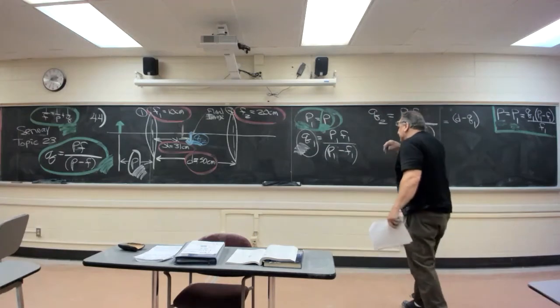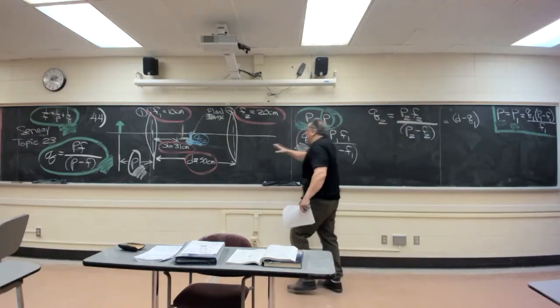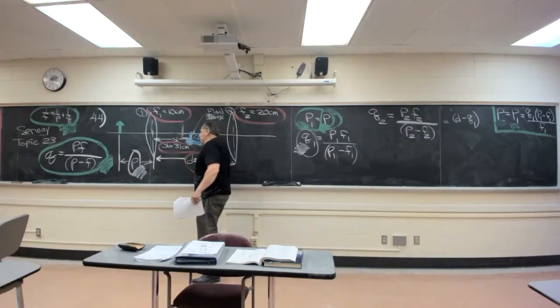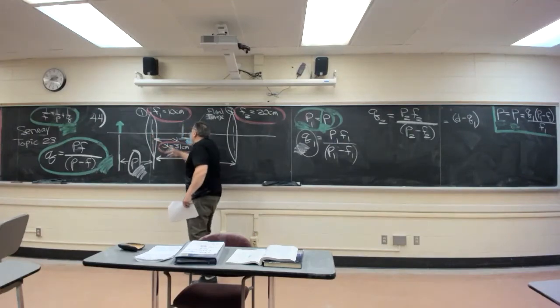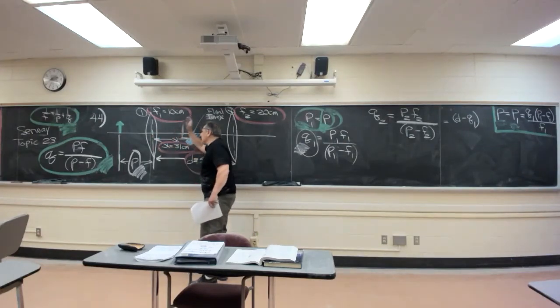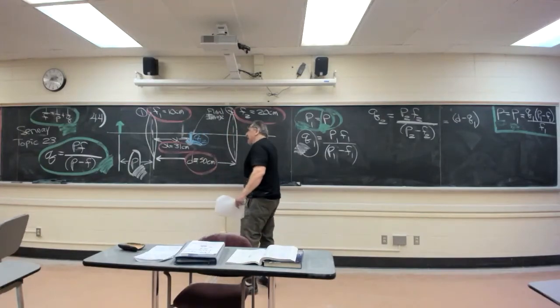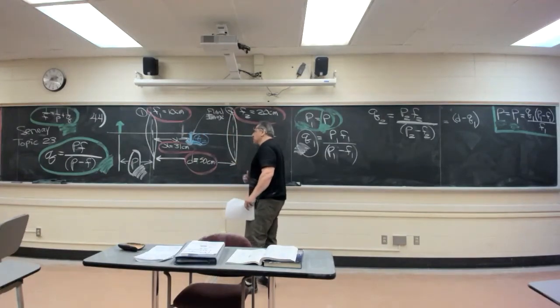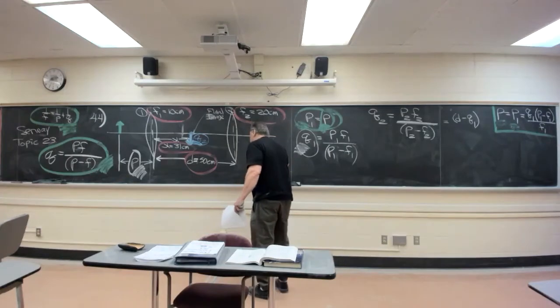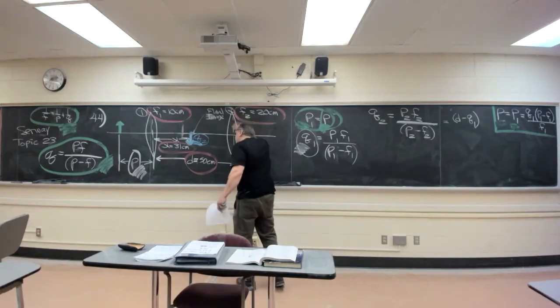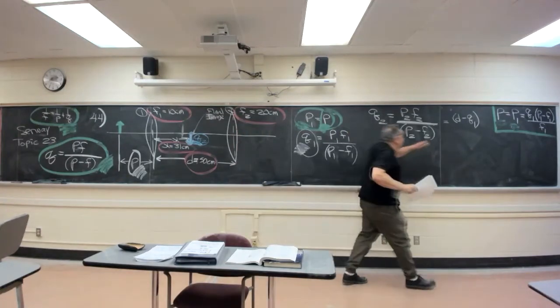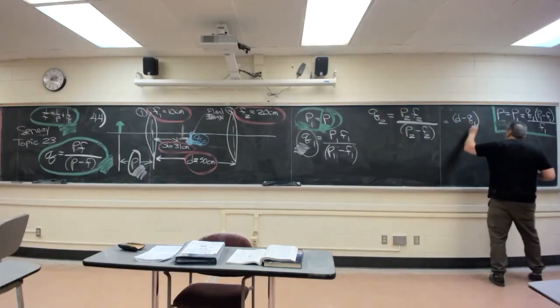Q1 is the distance from the first lens. I've got to relate that distance from the first lens, whether it's here or whether it's over here, to the distance associated with the second lens. And this D minus Q1 does that.